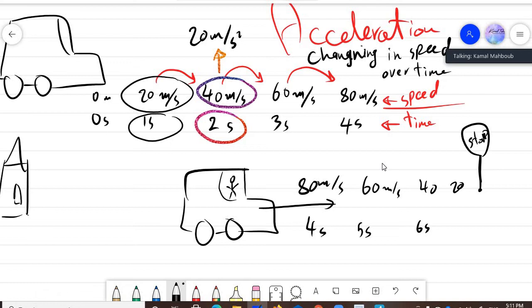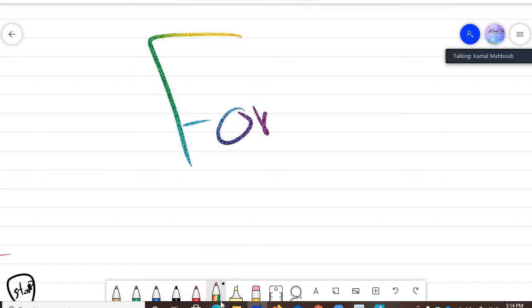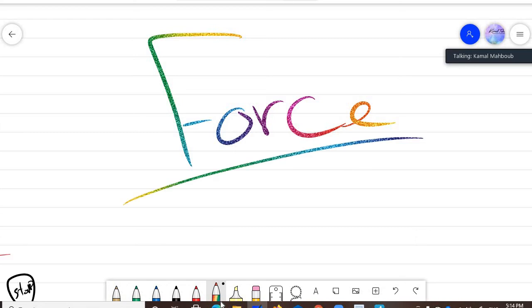Now let's talk about force. What is force? Force is very important for our life. Without force, the car can't move. Without force, you can't run, of course. Why? Because you should have force to move. You use your muscles to run, right? That is the force that lets you move and run. That is the force.